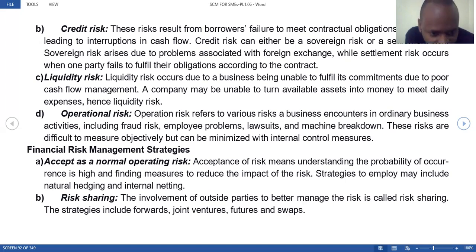Then we have financial risk management strategies. How can we then manage some of these risks that happen in the organization? Number one is to accept the risks as part of the day-to-day business operation. The second strategy is risk sharing. You can decide to share the risks, maybe by entering into joint ventures or futures and swaps or forwards. Maybe you can tell me what is futures or forwards.